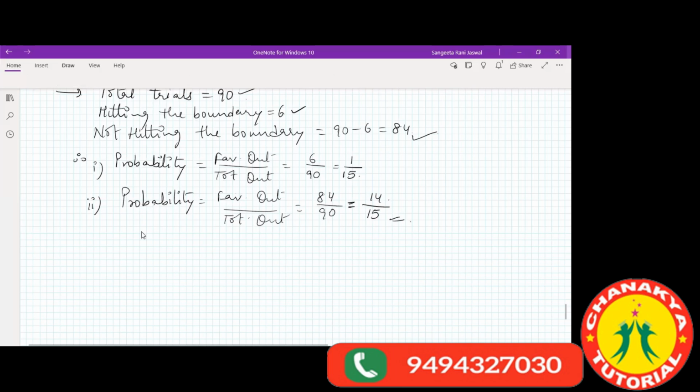Given by 1 by 2. That means half is the probability. Okay, half is the probability.